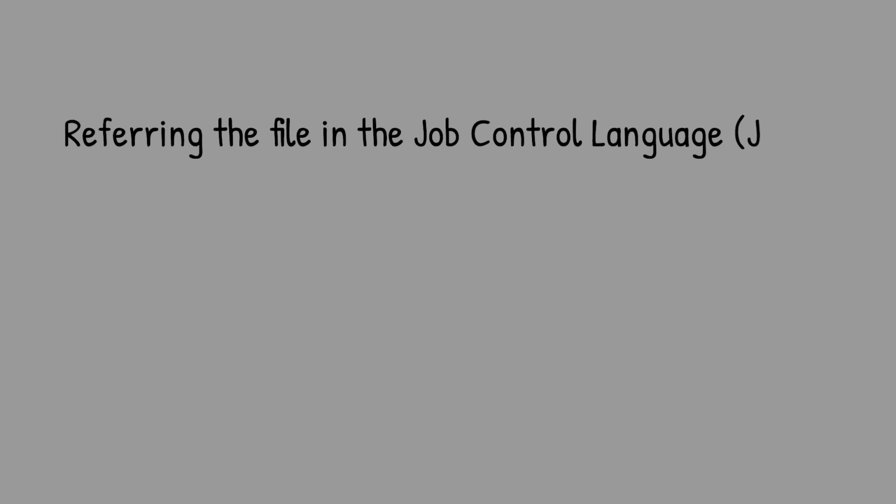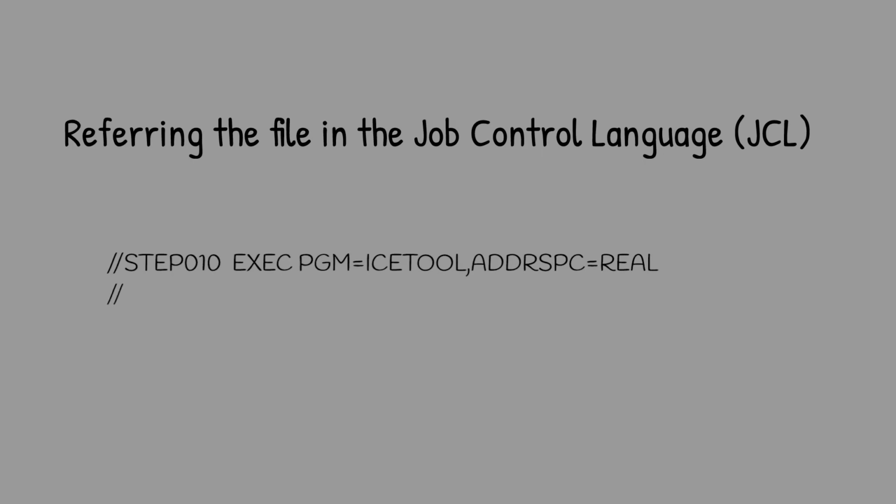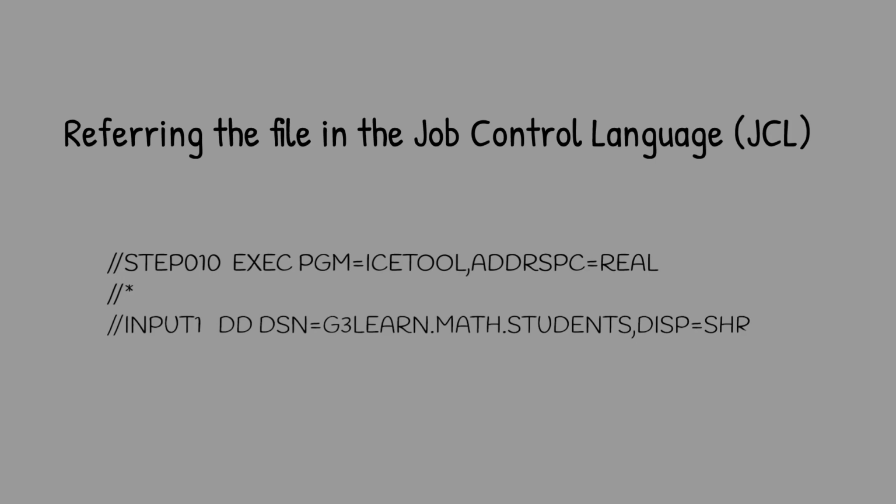Next, let's see how files are referenced in JCL, a language using which mainframe programs are executed. JCLs are referenced as mainframe jobs. The files are referenced fully with the qualifiers in the JCL, and they are aliased in the JCL. In this example, the file gen3learn.math.students is aliased as input1, and then in the program, all the file processing will be done using the alias input1. To keep the explanation simple, I have simplified the JCL here. Let's say this job is executed to display the contents in the gen3learn.math.students.